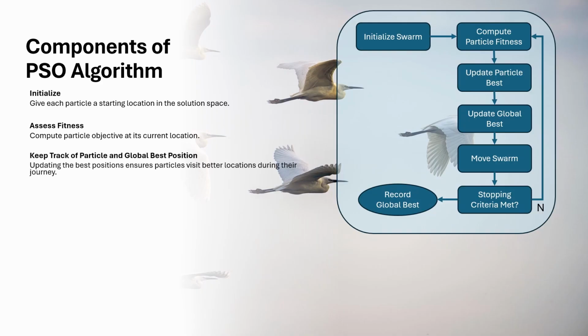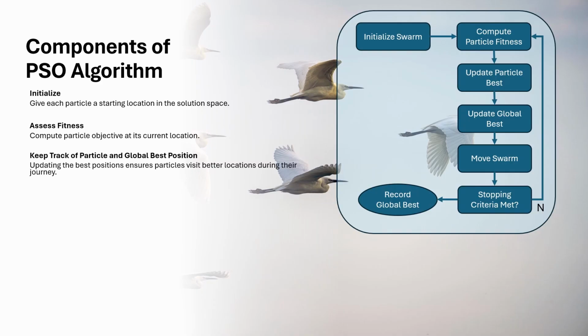Then we have to do some accounting. We have to keep track of the particle and the global best position. So for the particle, as this bird traverses through the cornfield, we're going to keep track of the location historically that it's found the best food source. And in case it moves to a new location that has a better food source, we're going to update that as the particle best. We're also going to keep track of all the birds, where was the best location so far.